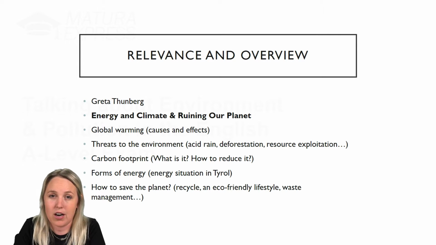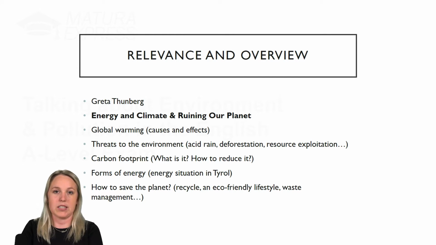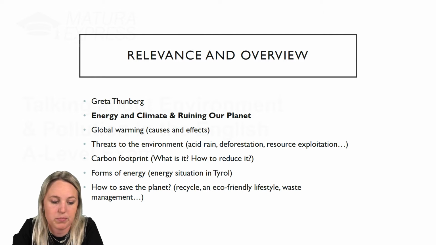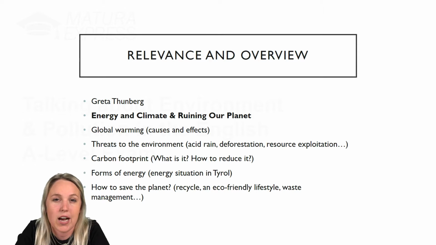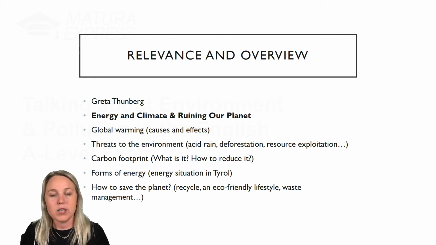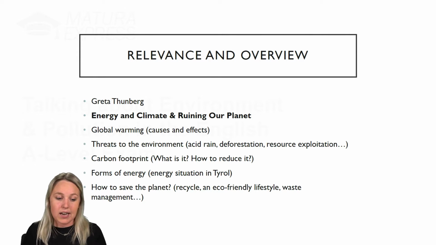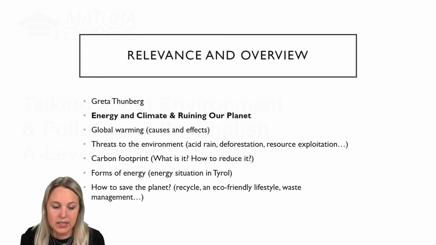In your book, there are 2 chapters that are important when you want to learn about the environment and pollution. First of all, we have the chapter Energy and Climate, and then the other one is Ruining Our Planet. So what are the subtopics you have to acquire? First of all, global warming. What is global warming and what are the causes and effects of it? So the results. Then you have to learn about the threats to the environment. That's in the chapter Ruining Our Planet. There we have things like acid rain, deforestation, resource exploitation, so the big deal about water shortage, and so on.